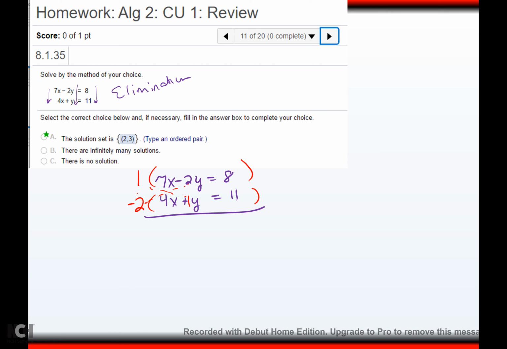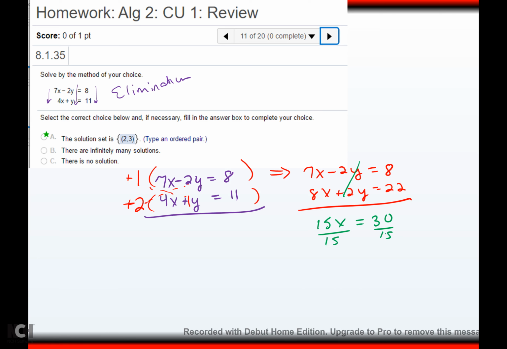They came out different, so I need to make them the same. And I like positives better than negatives, so I'm going positive. So distribute, I get 7x minus 2y equals 8. Distribute the 2 on bottom, I get 8x plus 2y equals 22. And now when I add them, I get 15x. The y's cancel. And over here I get 8 and 22 is 30. So divide by 15, and I get x equals 2.